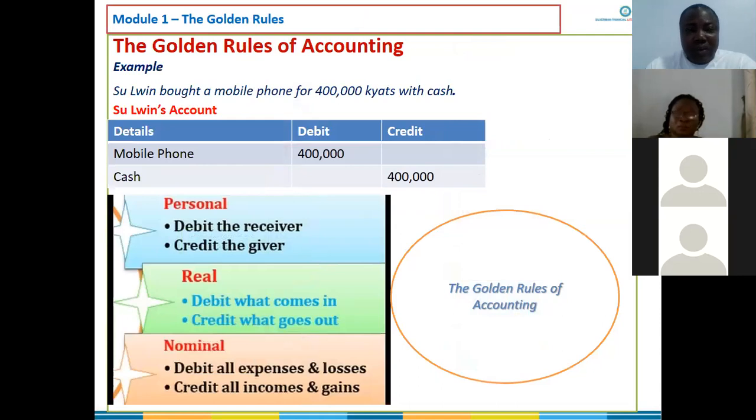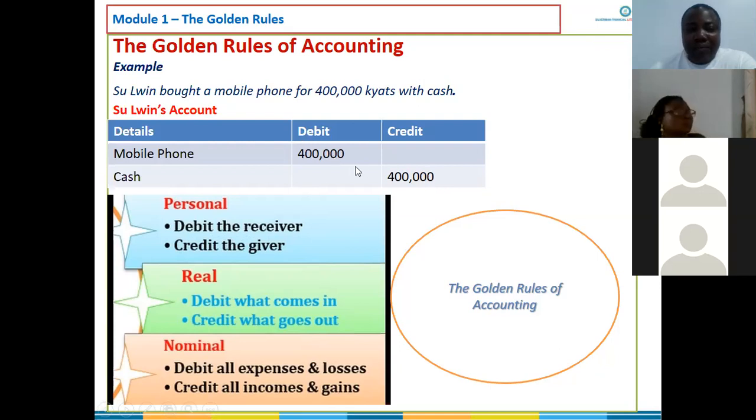So the golden rules of accounting. Let's say the name of a lady is called Sue Lewin. Sue Lewin bought a mobile phone for 400,000 chats with cash. How do we treat it in Lewin's account? In Sue Lewin's account, we have the details, the debit side and then the credit side. The mobile phone will be debited because it is like the mobile phone has received the money, so to speak. And then the cash has paid out money. The money has moved out from the cash account. So this account will be credited.